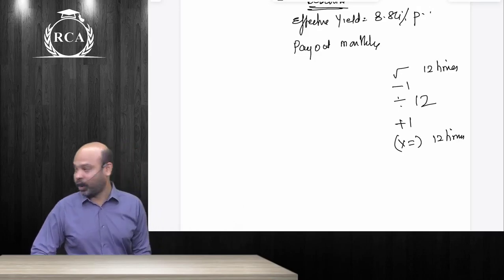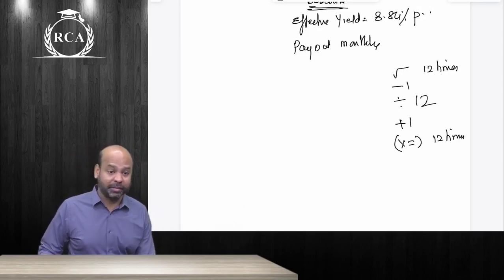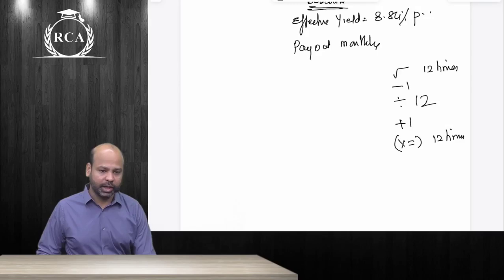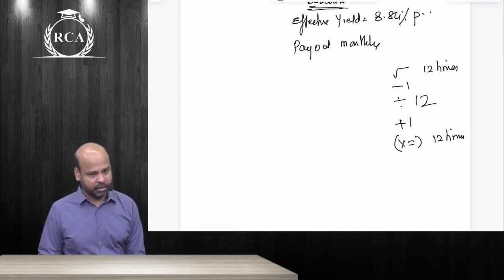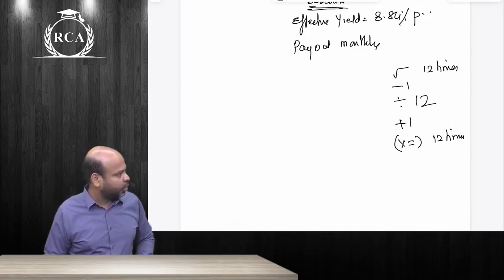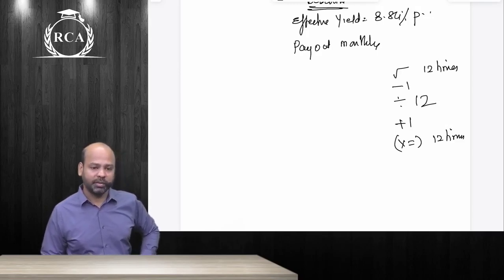You'll have to press square root 12 times, minus 1, divided by 12 because you want the 12th root. If you wanted the 7th root, you'll divide by 7. The rest of the steps are the same. Divided by 12, plus 1, into equal to combination 12 times.